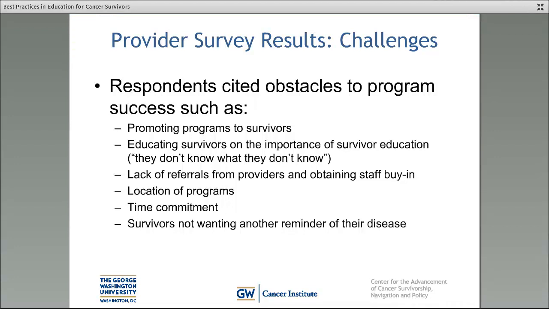Providers cited challenges to program success, including getting the word out about the programs and even just letting survivors know that this is information that they may need. Lack of referrals, location, and time commitment of programs were also challenges. And many respondents felt that survivors who have completed treatment may have moved on and not want another reminder of their cancer experience.